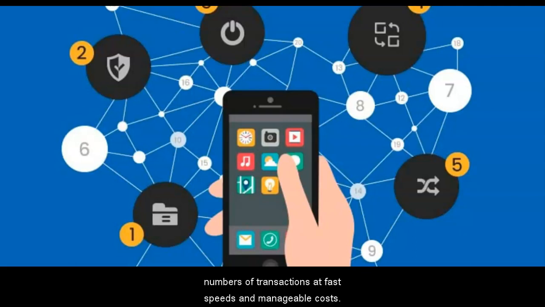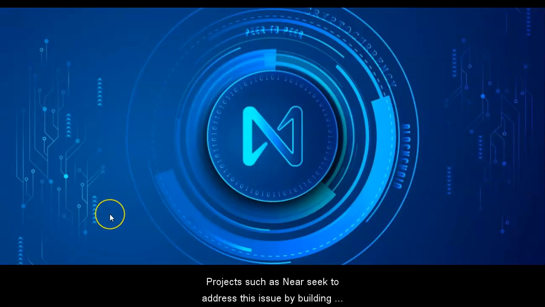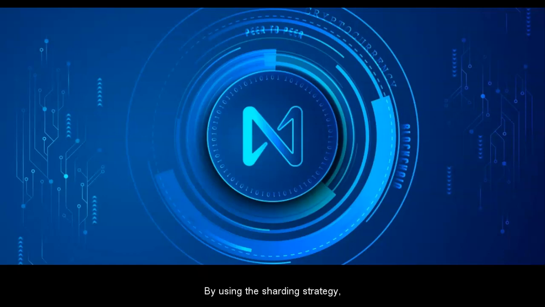Well, projects such as NEAR seek to address this issue by building an entirely new blockchain using a different architecture. NEAR's solution to the problem was implementing sharding. By using the sharding strategy, NEAR is able to break up the blockchain into smaller, more manageable segments. This reduces the burden on the network by reducing computational load, resulting in an increase in throughput of transactions.